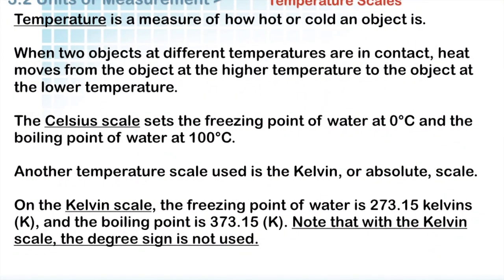Temperature is how hot or how cold something is. When you have two different objects at different temperatures that come in contact, heat is going to move from the object at a higher temperature always to the lower temperature object. For example, you put a frozen steak on the counter. Well, the counter's at a higher temperature, and the frozen steak's lower. The heat from the counter is going to absorb into the steak to cause it to thaw.